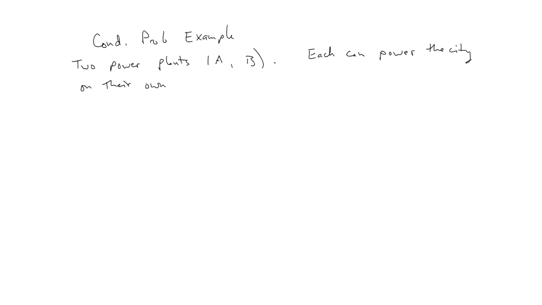So we've got 2 power plants in a city, power plant A and power plant B. Each can power the city on their own during what we'll call just base load, not peak load. Both are needed for peak hours.